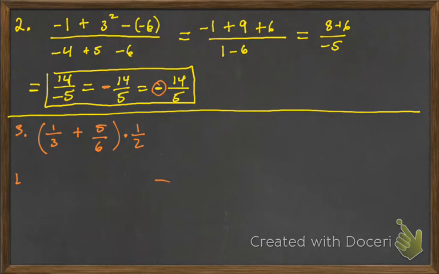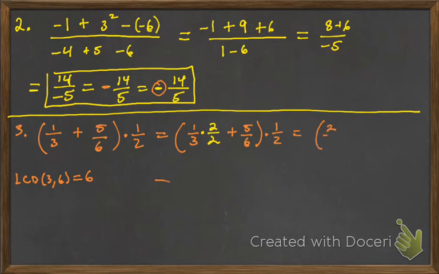To add fractions, we do need a common denominator. So we're going to find the least common denominator of 3 and 6. Since 6 goes into 6 and 3 goes into 6, that's the common denominator. So the 1/3, we need to multiply it by 2 over 2 so that we get a denominator of 6, plus 5/6 times 1/2. So when we multiply fractions, it's just straight across and straight across. So the 1 times 2 is 2, 3 times 2 is 6, plus 5/6 times 1/2.